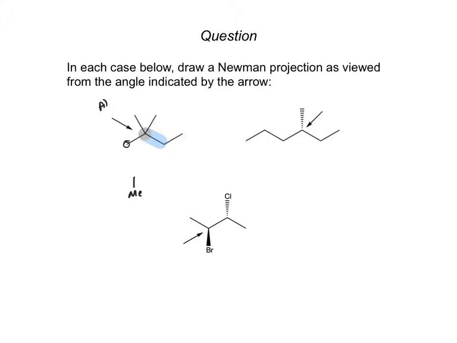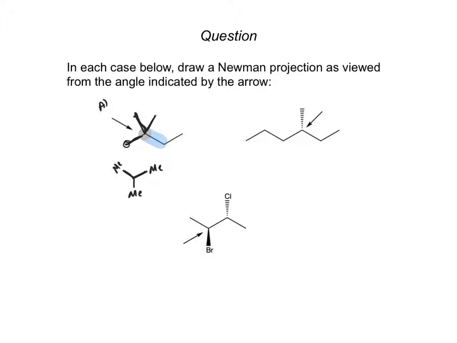Again, if we continue to look down this bond, if this guy is coming down, then this one is pointing out into the right, right? So we're pointing up into the right. It's also a methyl group, so we can just write Me. And then we've got this guy who's pointing up into the left. So we can draw that guy pointing up into the left, so methyl, okay? So that's our front carbon.